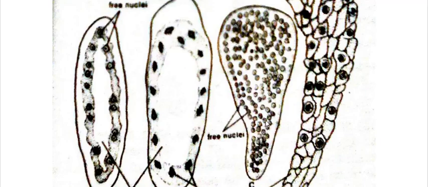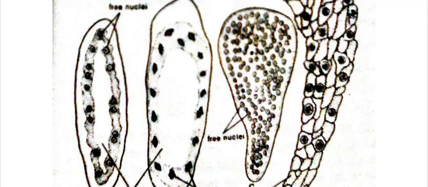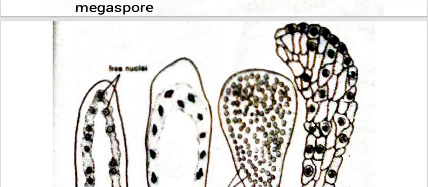After this even distribution of the nuclei, wall formation around these nuclei starts. This wall formation occurs around the nuclei present on the peripheral side, on the outer side, and then it continues around the nuclei towards the center. And in this way, when the wall formation is completed around all the nuclei, the whole gametophyte becomes cellular.